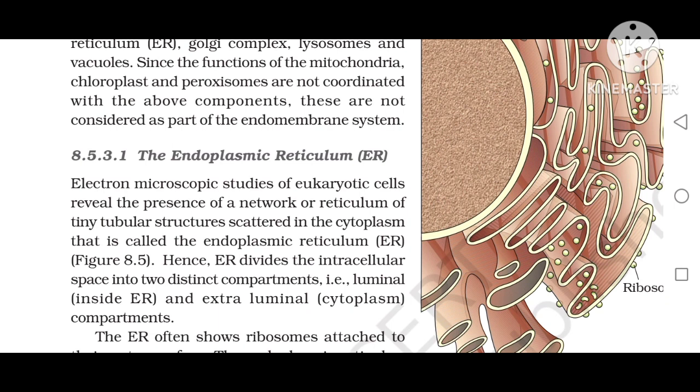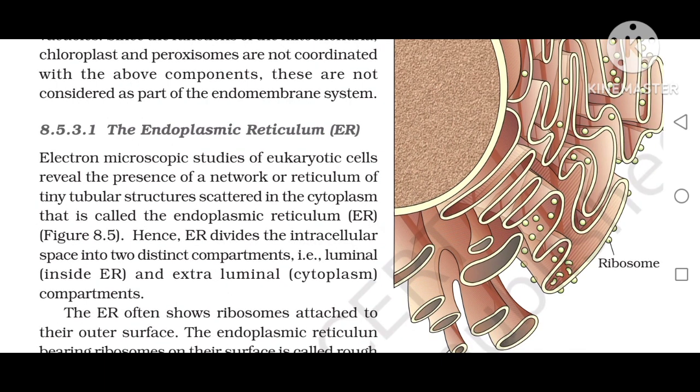Endoplasmic reticulum (ER). The electron microscopic structure of a eukaryotic cell reveals the presence of a network or reticulum of tiny tubular structures scattered in the cytoplasm, that is called the endoplasmic reticulum (ER), figure 8.5. Hence, ER divides the intracellular space into two distinct compartments. They are luminal, inside the ER, and extraluminal, meaning the cytoplasm compartments.